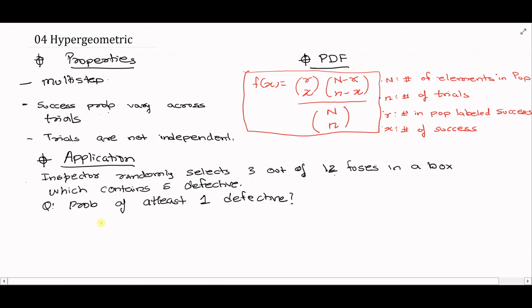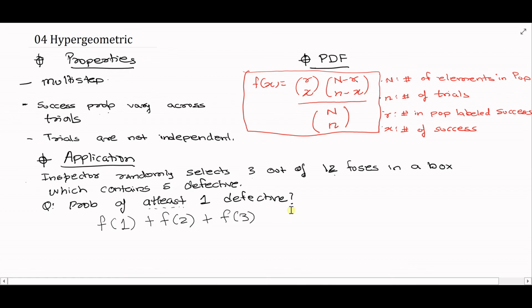Now keep in mind that we are not interested in the probability of 1. We are interested in the probability of at least 1. So one can think about the probability of 1, so that's at least 1, plus the probability of 2, plus the probability of 3, because we're going to pick up 3 fuses, and this will give us at least one defective. Now this is a long way of doing things.